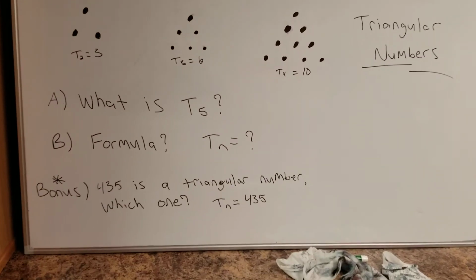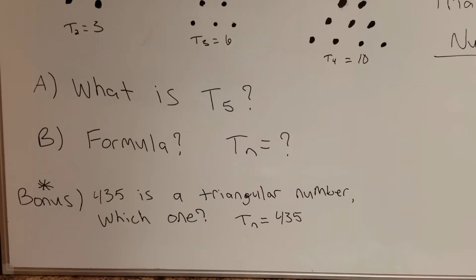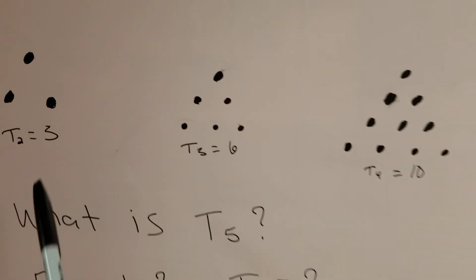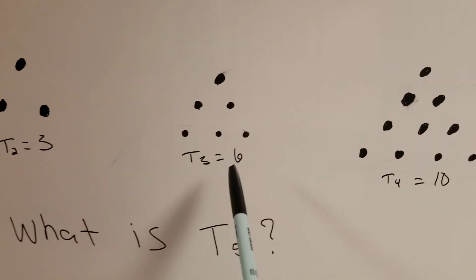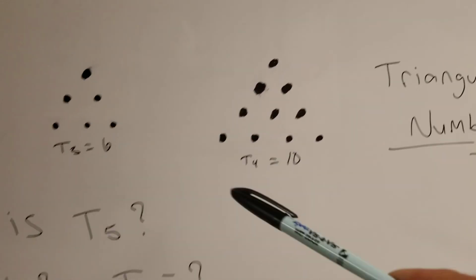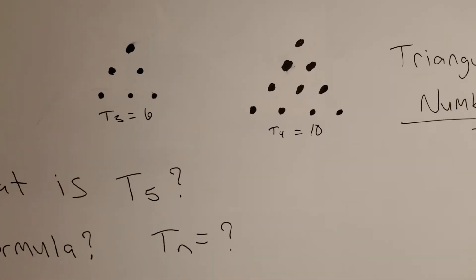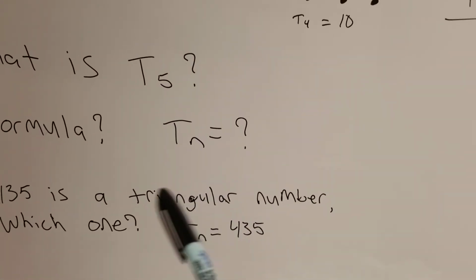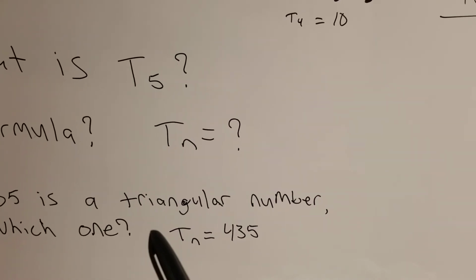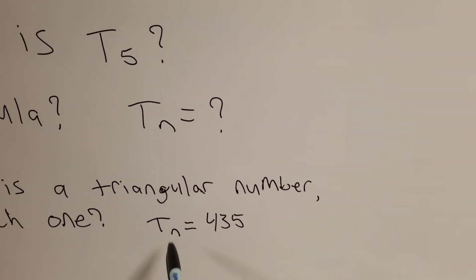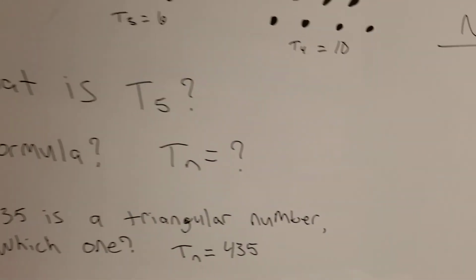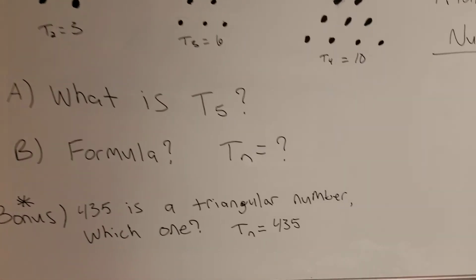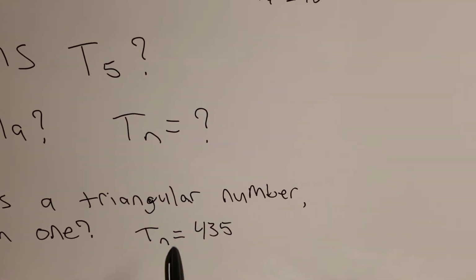And then finally, for the bonus one, 435 is a triangular number. Which one? So when I say a triangular number, what I mean is, 3 is a triangular number, 6 is a triangular number, 10, a number that I can create a diagram of dots out of. So, as I've written here, I can create a diagram with a specific n that's going to total 435 dots. So what's the n? Essentially what you're solving for is n.